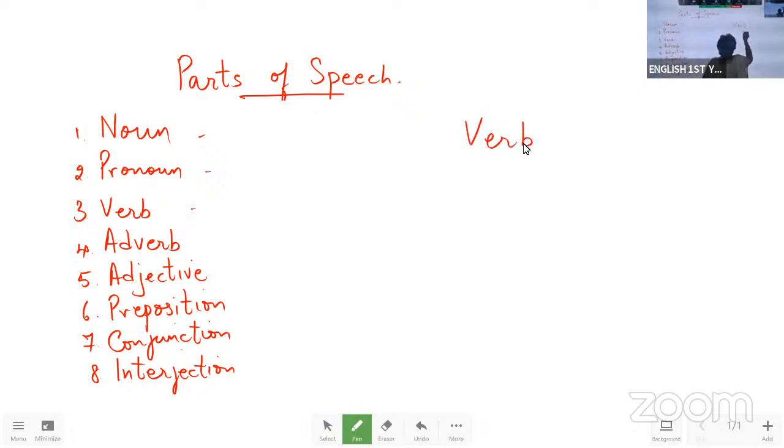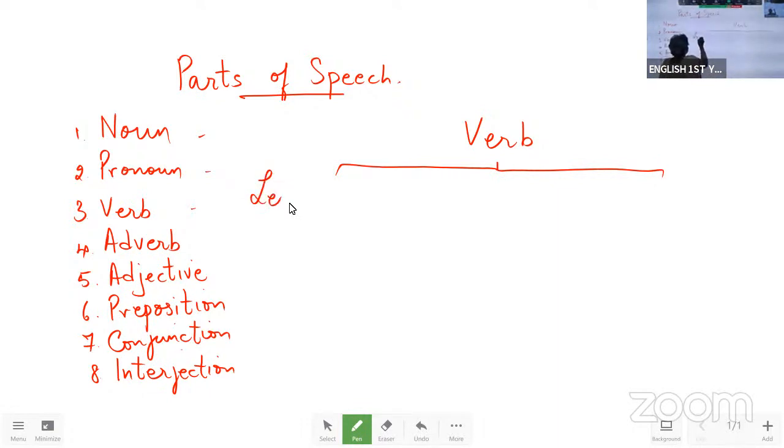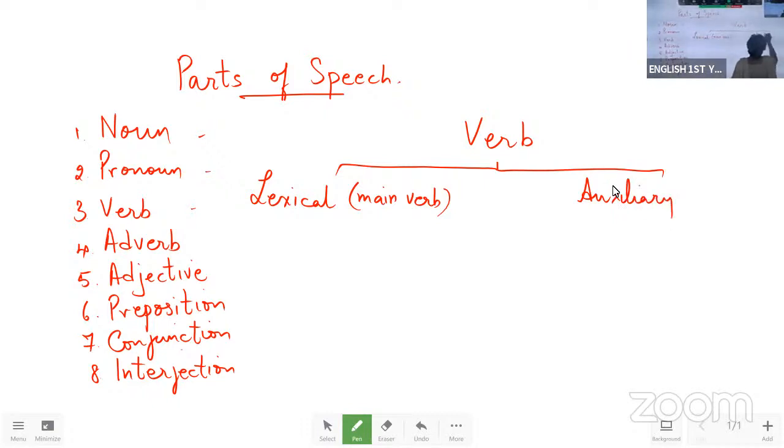Verbs are of two kinds. This is very important, children. Make a note of it. One is lexical. Lexical, otherwise known as main verb. This is what you call the action word. But what many children forget is the auxiliary, otherwise known as the helping verb.